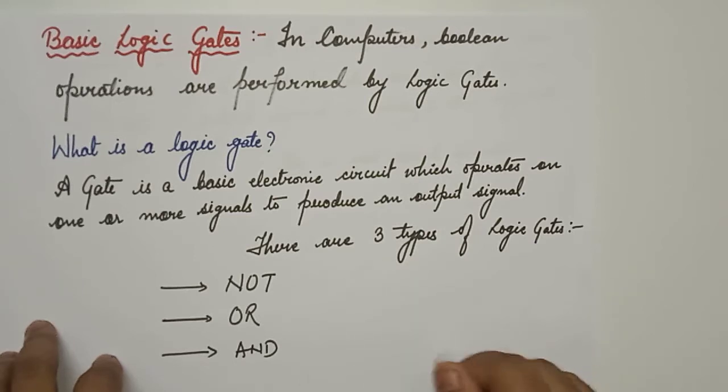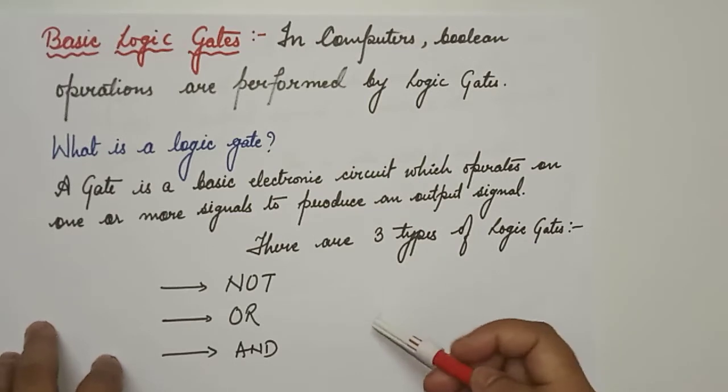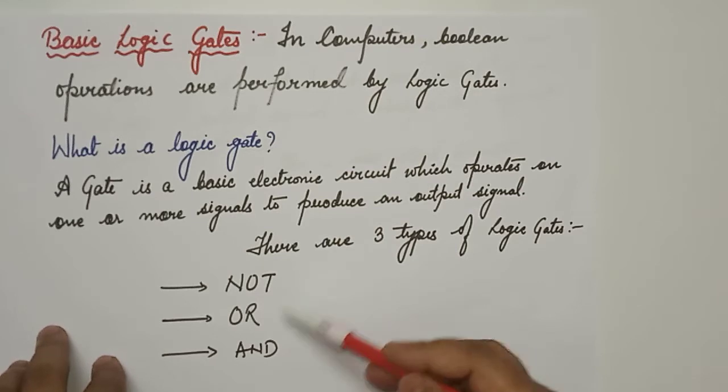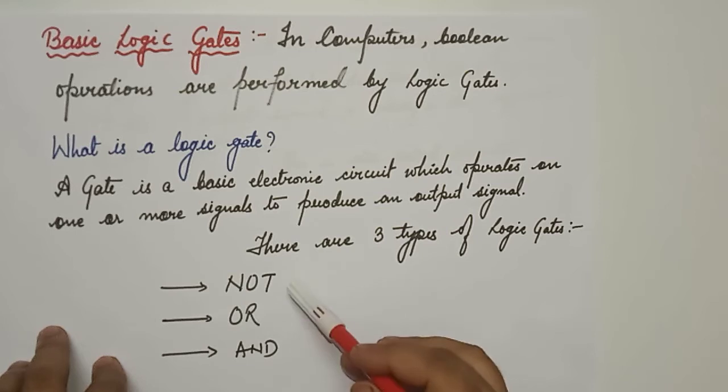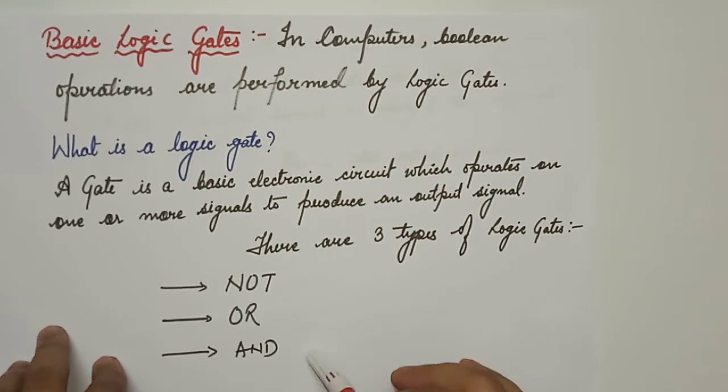Okay, what are the types of logic gates? We have three types of logic gates: NOT, OR, and AND. So let's see the logic gates NOT, OR, and AND.